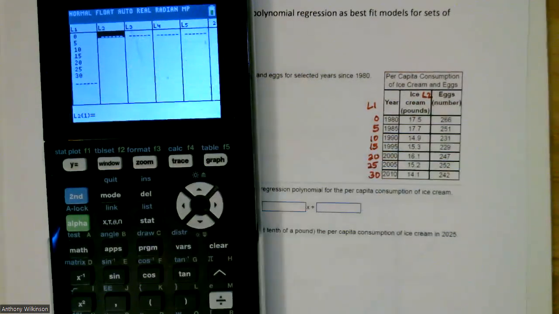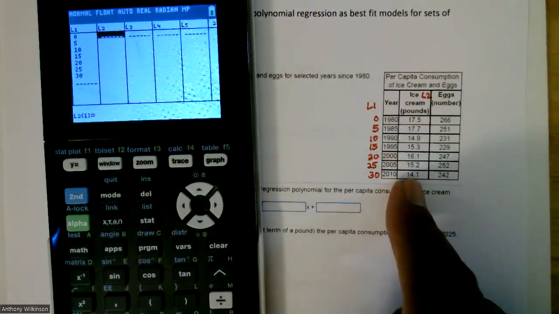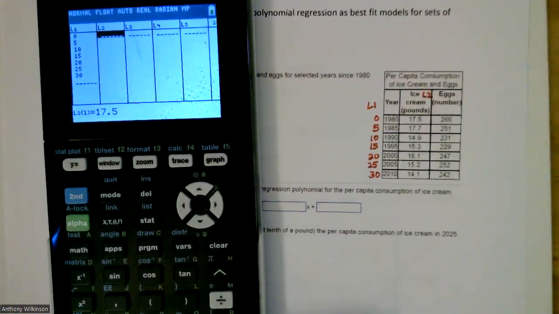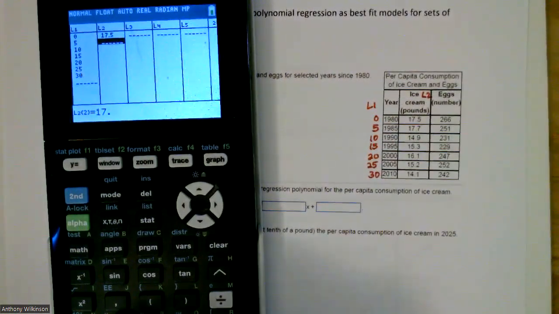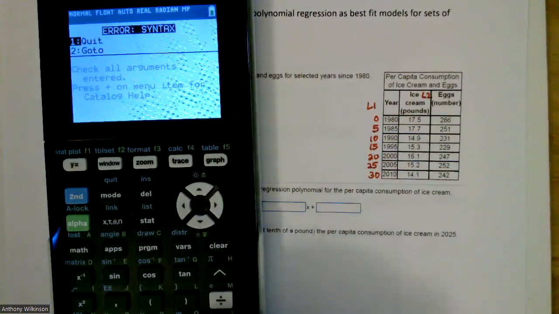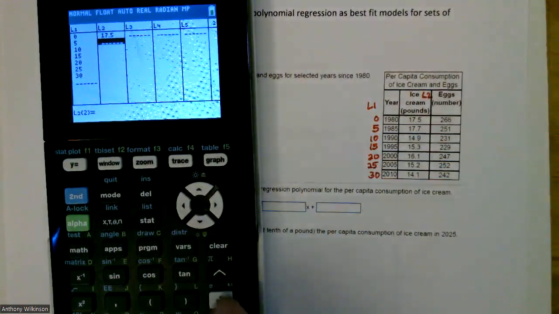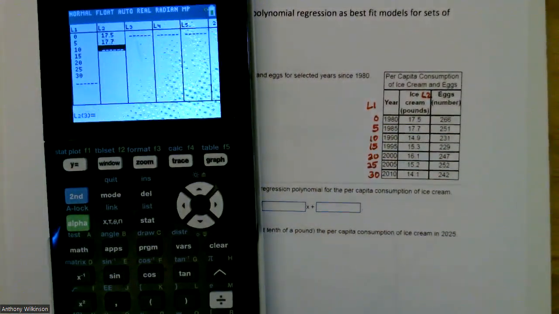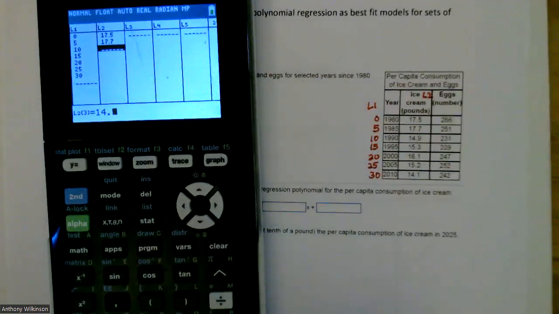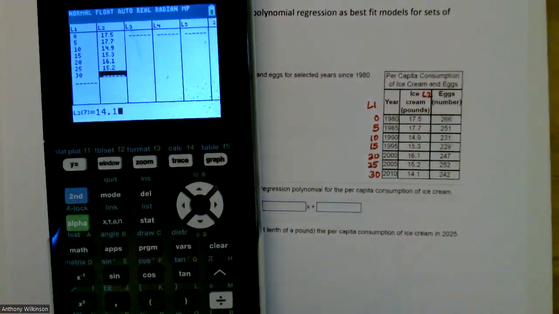Then use the right arrow key to go to L2 and enter these values for L2, which represents the ice cream in pounds. So it'll be 17.5, enter, 17.7, enter, 14.9, enter, oops. Let me clear this out. 17.7, I'm sorry, then enter, 14.9, and then enter. Let's see, 15.3, enter, 16.1, enter, 15.2, enter, and then finally 14.1, enter.